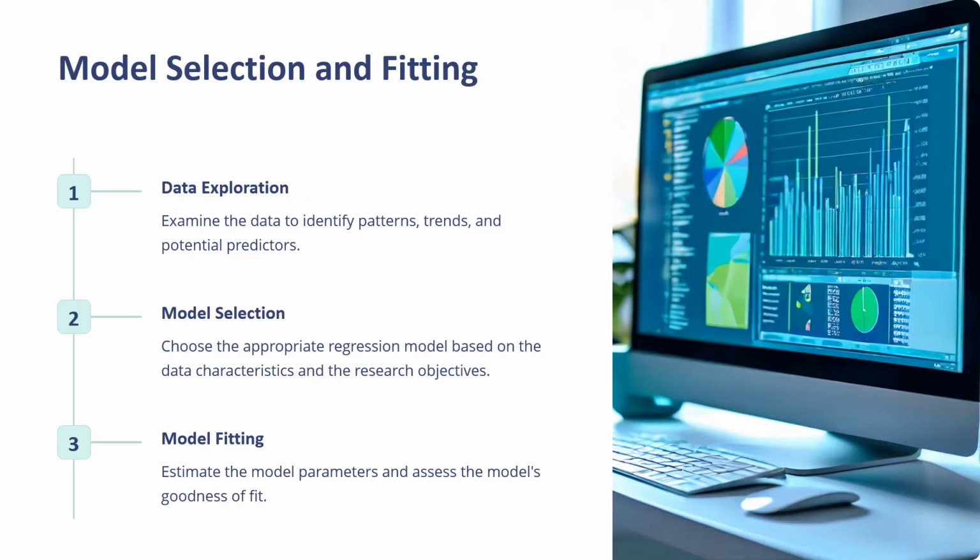Here I will share with you model selection and fitting. Number one, data exploration. Examine the data to identify patterns, trends, and potential predictors. Number two, model selection. Choose the appropriate regression model based on the data characteristics and the research objective. Number three, model fitting. Estimate the model parameters and assess the model's goodness of fit.